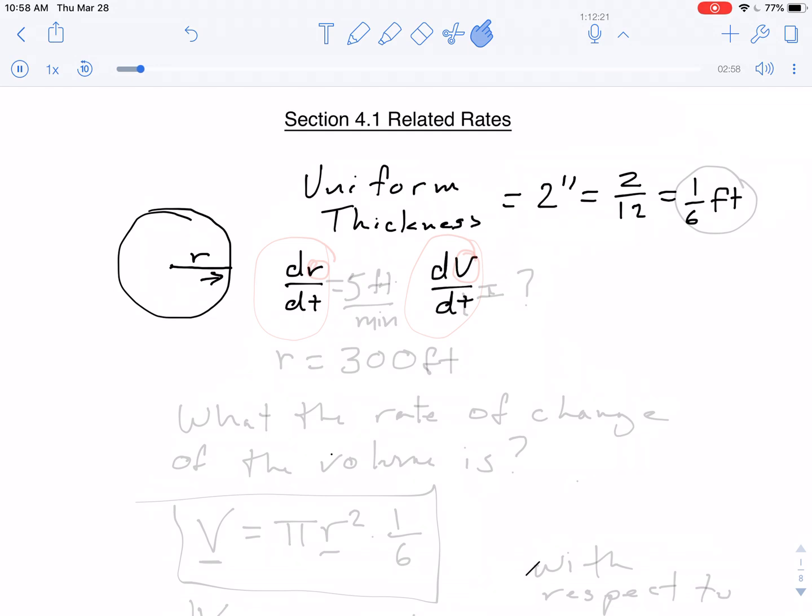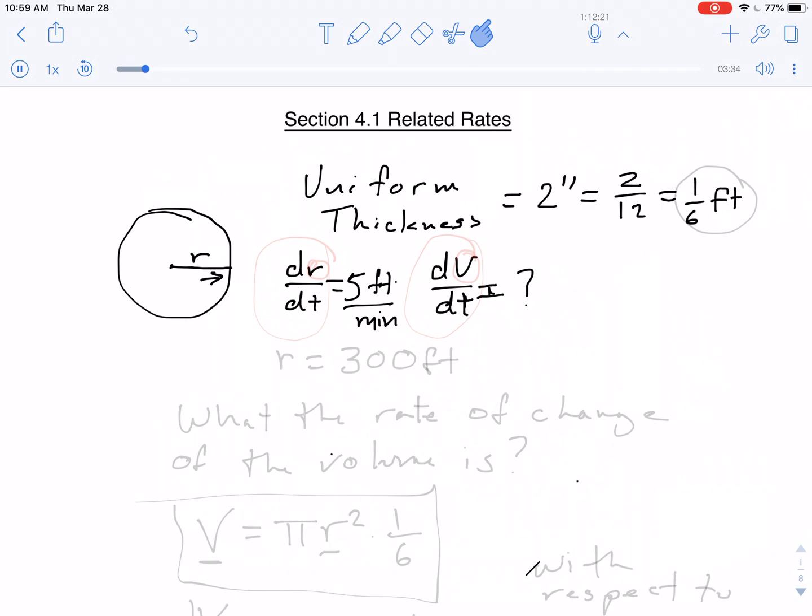This would be the ultimate goal of the scientists that are dealing with this oil spill, to try and figure out exactly how much volume is coming out. So we want to find our dv dt. But let's say we can go out there on the boat and figure out dr dt, the rate of change of my radius, by actually measuring how much the radius is changing. So for simplicity's sake, let's say that's 5 feet per minute.